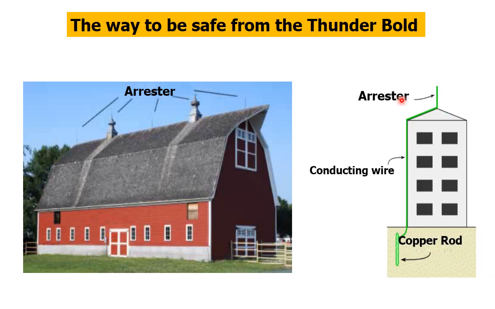The arrestor is mainly made of iron having different shapes, and one end is fixed to the top of the building, and the other end of the arrestor is connected with a conducting wire which goes through the ground and connects with a copper rod. When lightning takes place, the arrestor will attract the lightning and all the voltage will go through the conducting wire towards the ground, and the electronic equipment and other devices will be saved in the building or house. That is why an arrestor is used in a building.